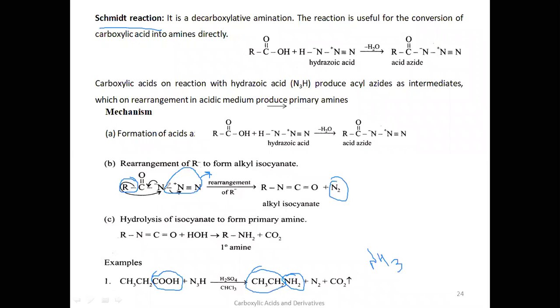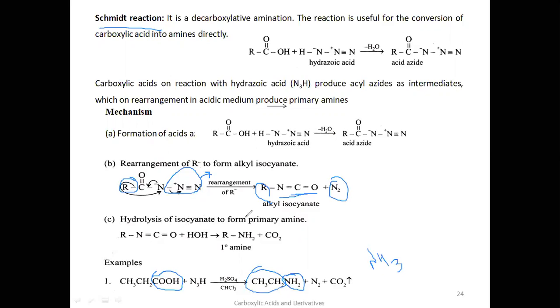So what remains here? R, linked to nitrogen. See, R bond N. Now by the shift of this negative charge here, it is getting a double bond here. See, N double bond C double bond O. See, this R is rearranging here and this whole thing is eliminated as nitrogen here. This is the isocyanate group. N=C=O is isocyanate. Therefore, this is alkyl isocyanate.